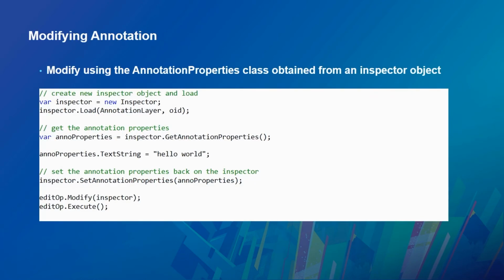So here's a small code snippet of how we do a simple modification of annotation. Again, we use the inspector object, same as Sean was showing. We use the load, passing in a layer and an OID. And then we call the get annotation properties to get our annotation properties. In this situation, I'm going to use one of the common properties, text string, to change the text. Set the annotation properties back, and then do a standard edit operation modifier, passing in our inspector and edit operation.execute.